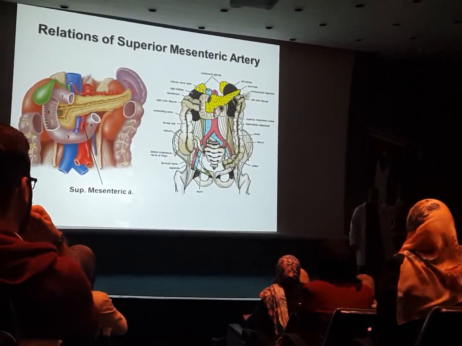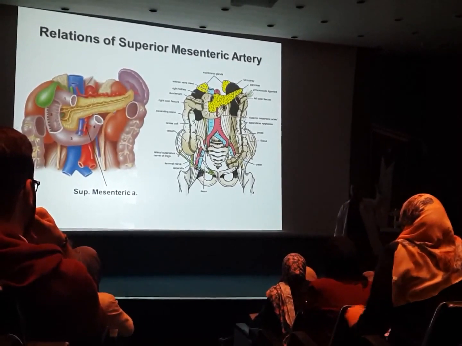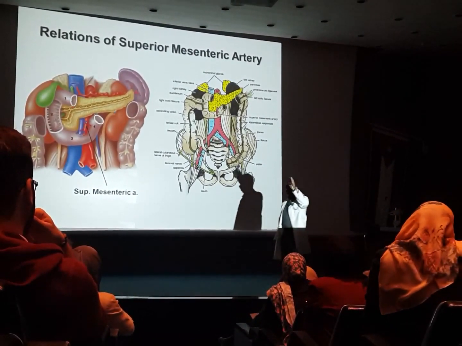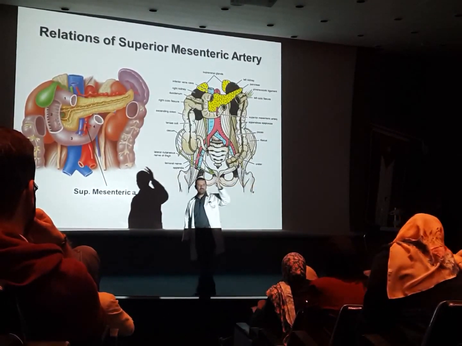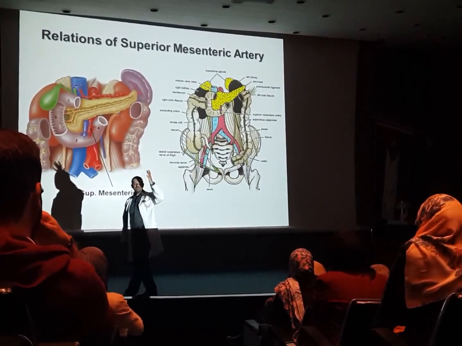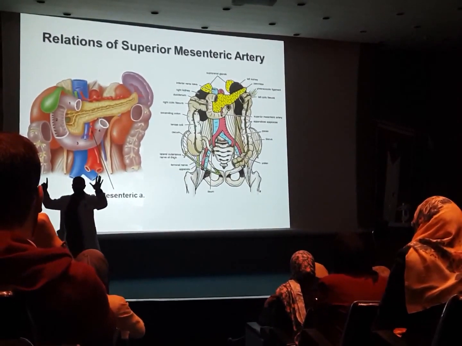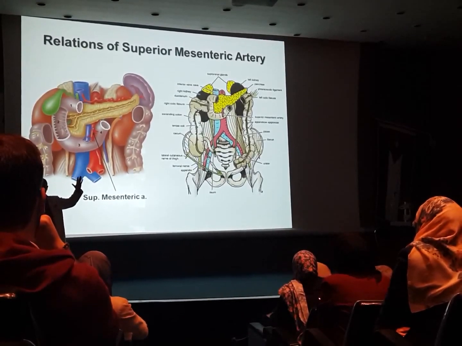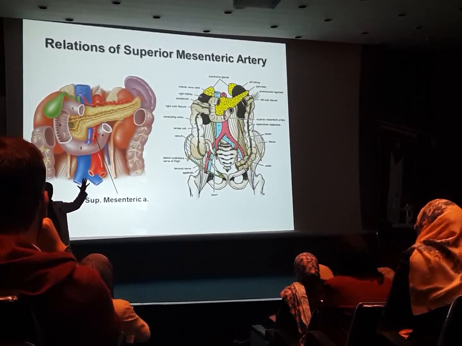Lower part of duodenum 1, jejunum 2, ileum 3, cecum and appendix 4, okay? Ascending colon 5, proximal 2/3 of transverse colon 6. So we have 6 parts of the midgut.